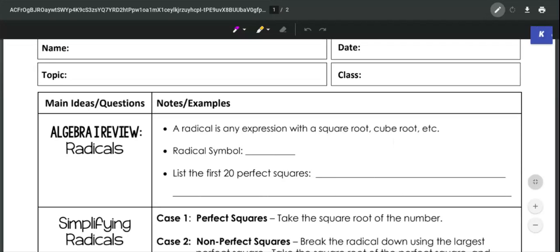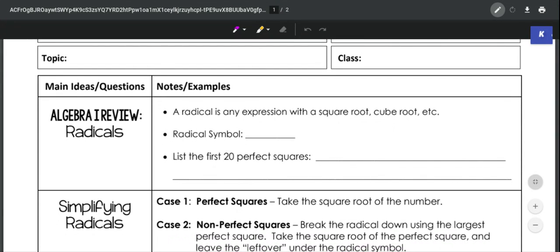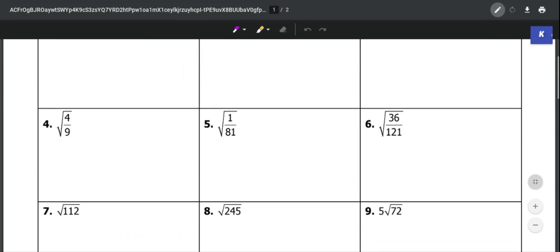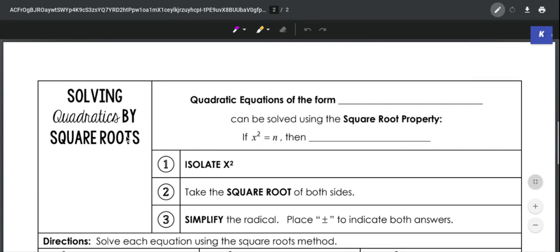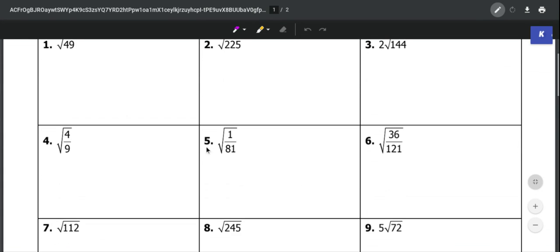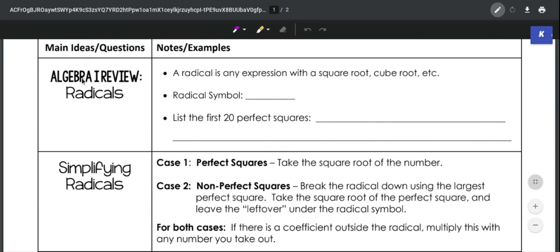So we've just looked at solving quadratics by factoring. Now we're going to look at doing something a little bit different. We're still going to be solving quadratics, just solving them by square roots. We'll get into that after this little review. We're going to go over radicals, just like square root stuff.